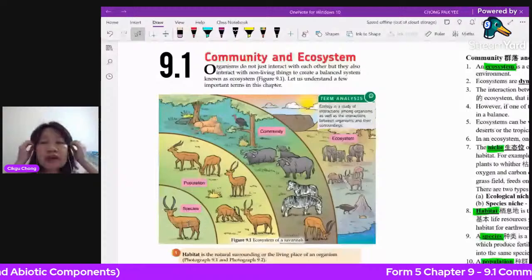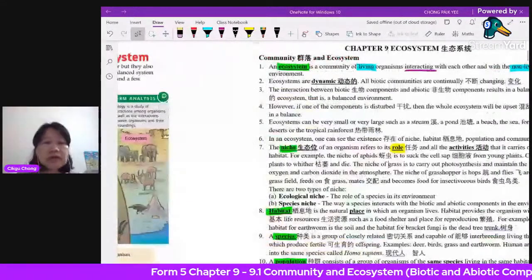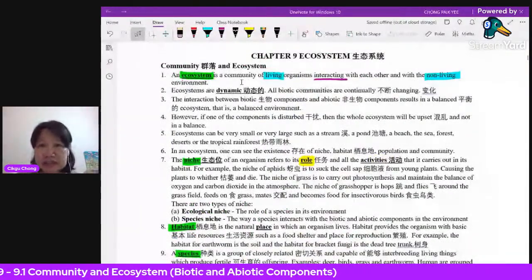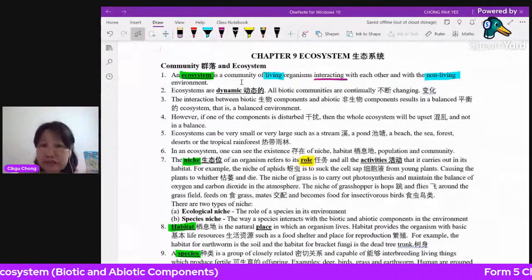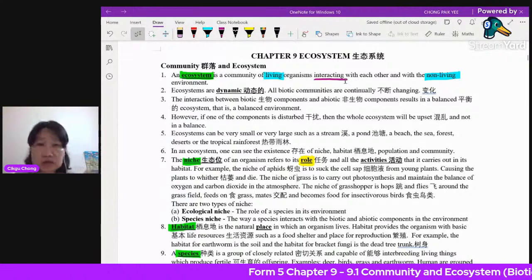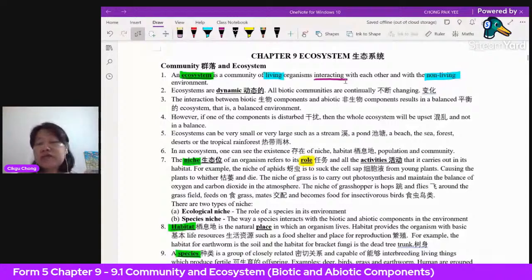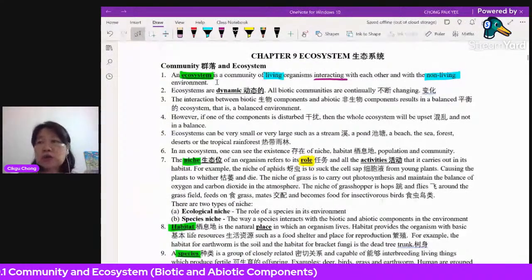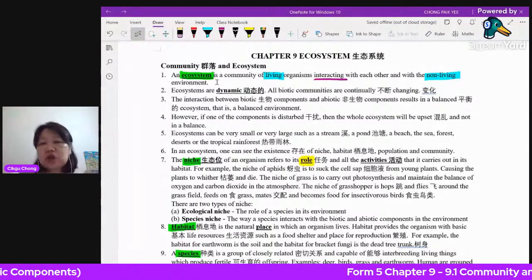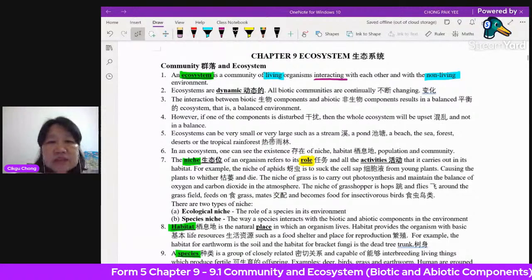Before we delve into ecosystem, let's look at the definition first. Ecosystem is a community, a group of living things, including living things and also interacting with the non-living environment. What do you mean by non-living environment? In our environment, not only do animals and plants exist, our environment also has sunlight, water, soil, and humidity. All these are the non-living environment. We call it abiotic.